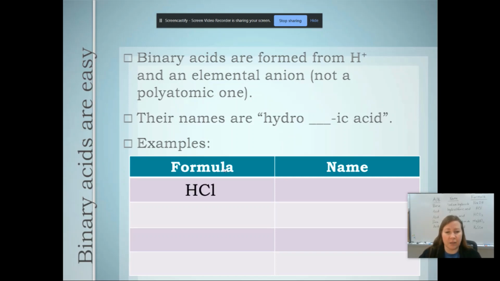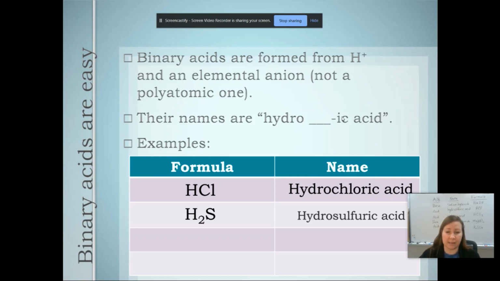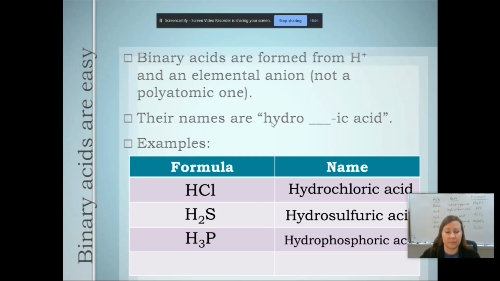So HCl is going to be hydrochloric acid. Now it's really chlorine, so we take off that -ine ending and add the -ic. So hydrochloric acid. The next one we're going to look at is H2S. This one is going to be hydrosulfuric acid. And then H3P is hydrophosphoric acid. And HBr is hydrobromic acid.